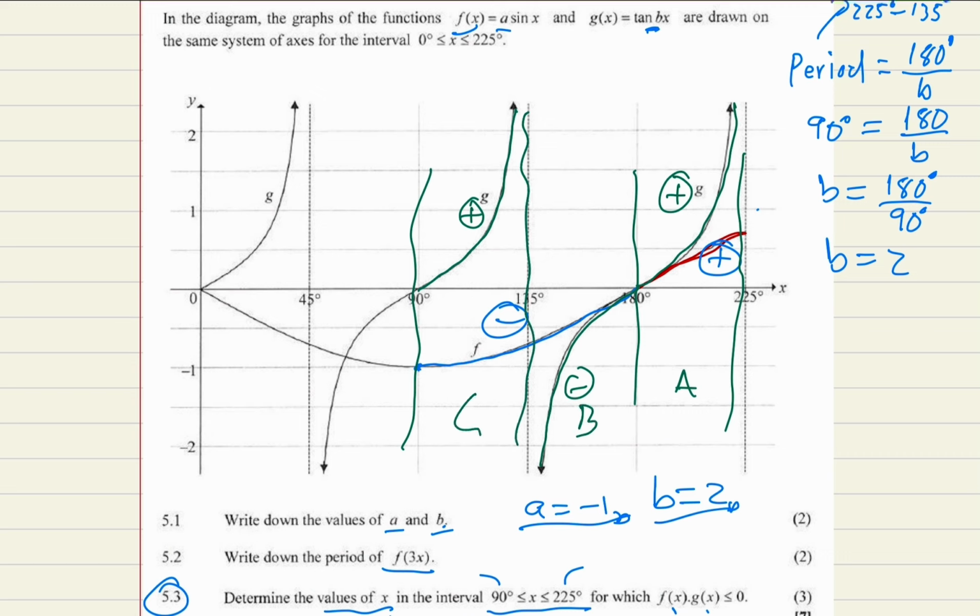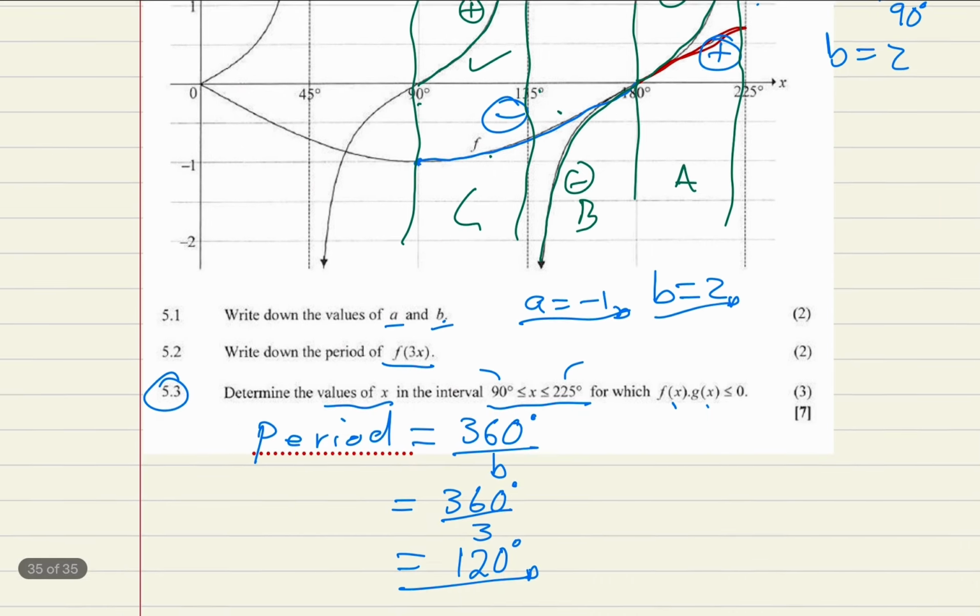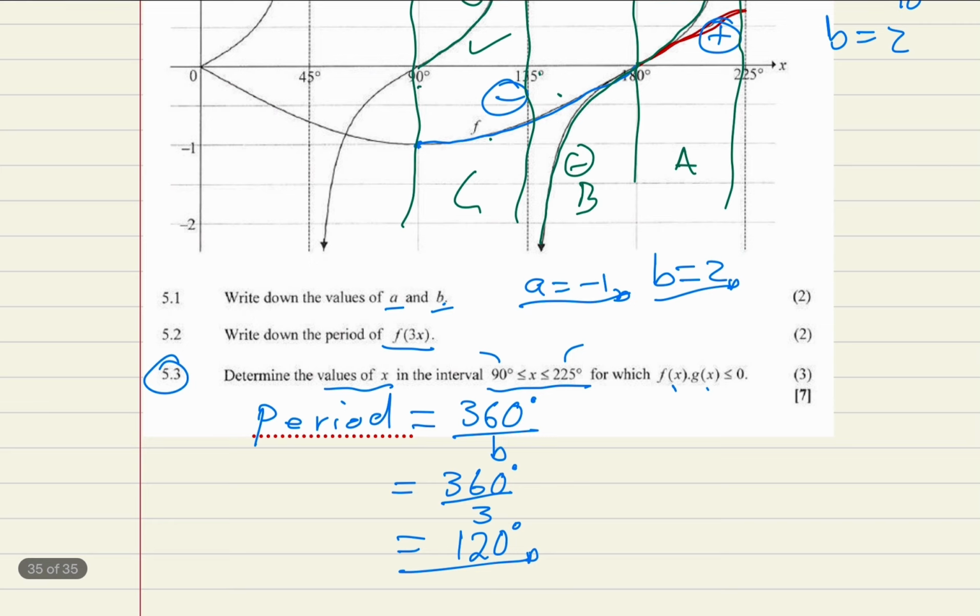Where do I find the same sign? Okay, this is negative, this is negative, that is positive. This is negative and this is positive. So between 90 and 135, that is the interval we are looking for, number 1. Then that's the only interval we are looking for. So how am I going to write it? I'm going to say x is in between 90 degrees and 135 degrees.